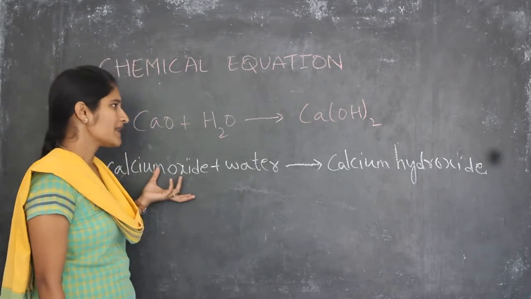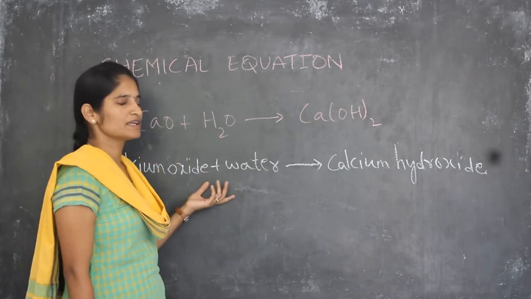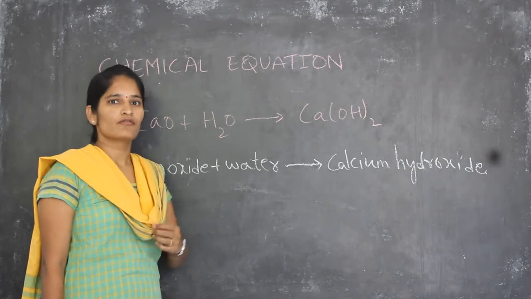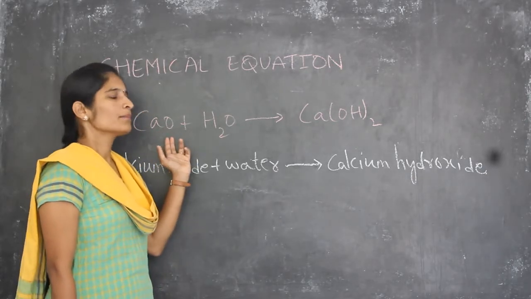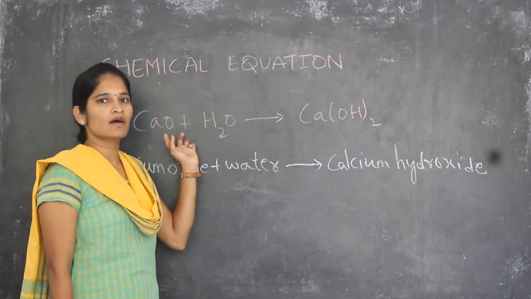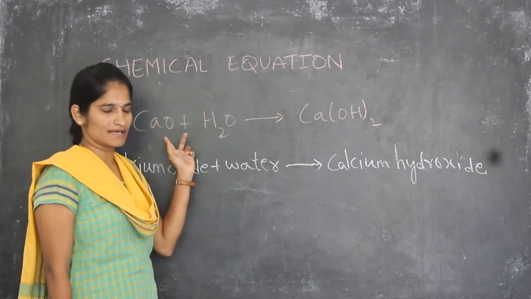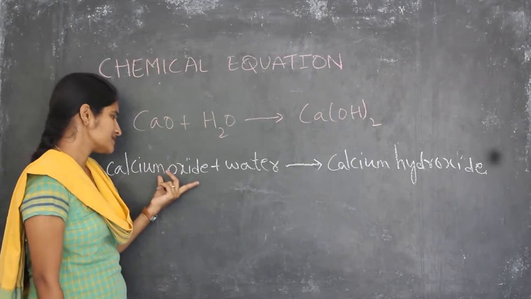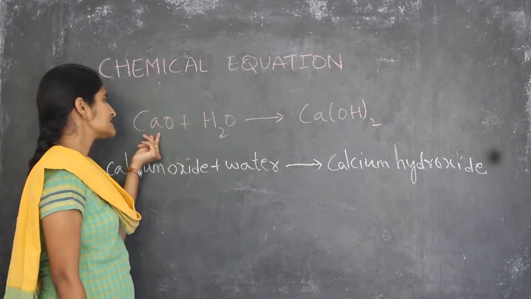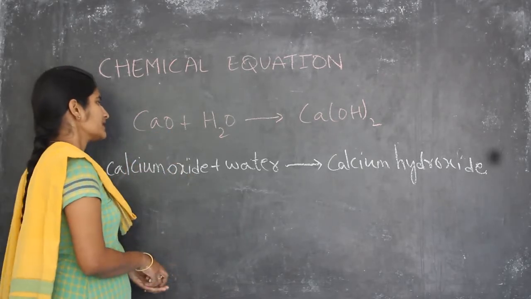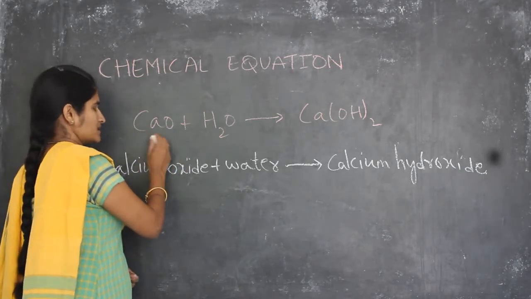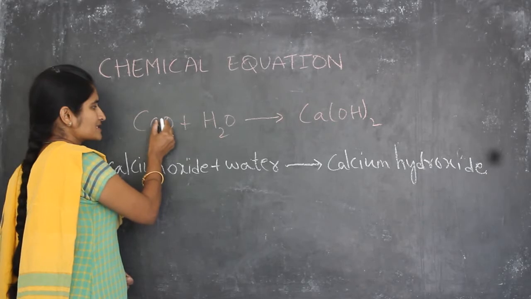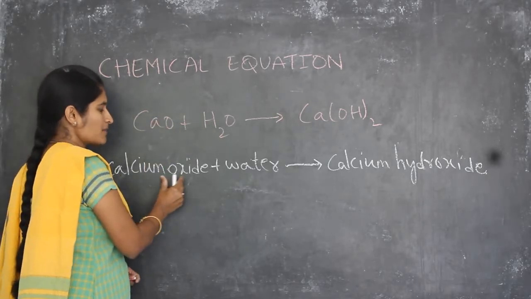In a chemical equation where we are using formulas and symbols, we represent the compounds by the symbols of atoms and formulas. For example, calcium oxide is written as CaO. Here Ca is calcium and O is oxygen. These both, calcium and oxygen, have combined to form calcium oxide.